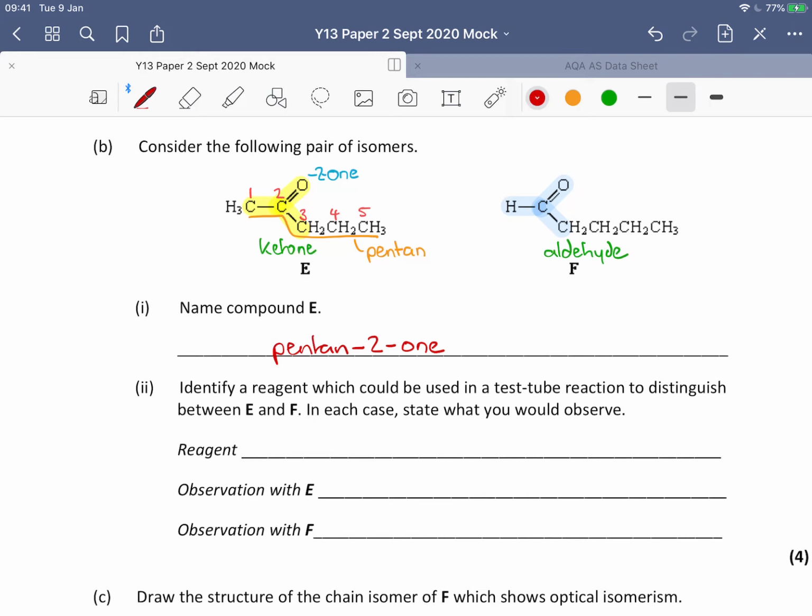So identify the reagent. I'm going to go with Tollens. Reagent. And with a ketone we get no reaction. We're not having to explain what's happening here, all right? We're not having to explain why one does something and one does the other. I'm going to do it in a second for you, but we don't have to do it to get the marks. And then here we get a silver mirror.